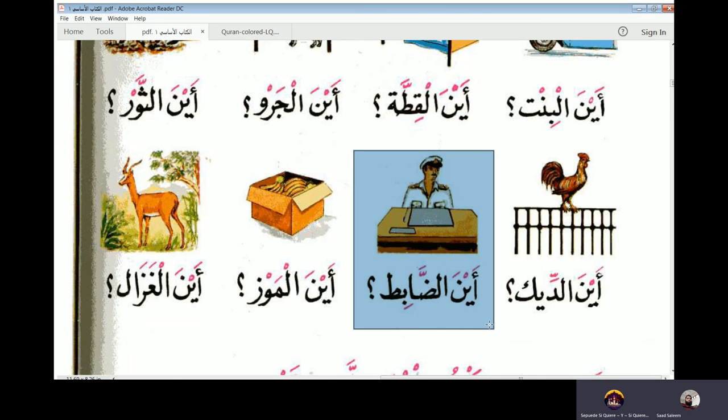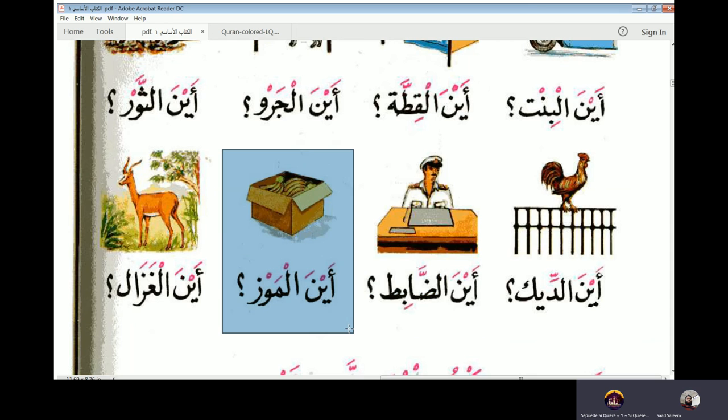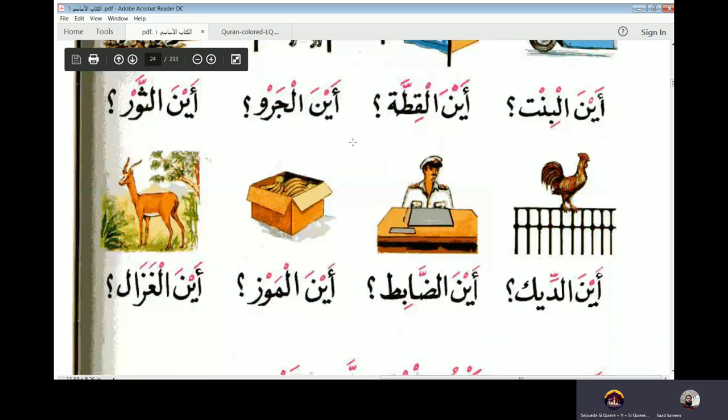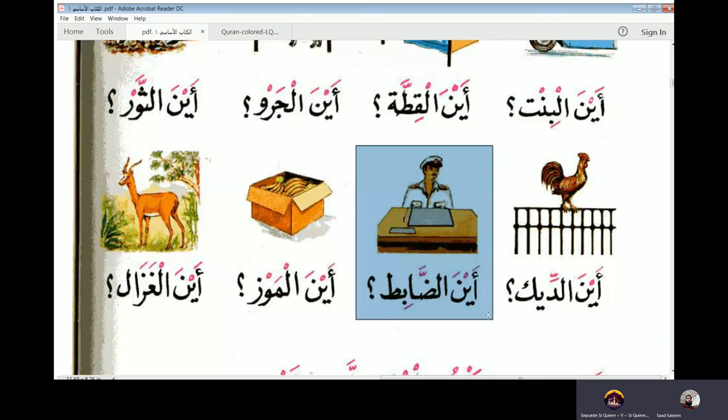أين الضابط؟ Where is the captain? Inspector. Yeah, where is the inspector? The inspector is behind the desk. How do you say behind? خلف. Yes, خلف. خلف المكتب.